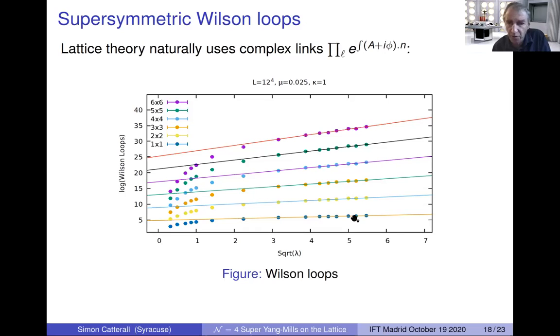Of course, you might worry about the fact that these Wilson loops are not all on top of each other, right? If this was really a conformal field theory, then these Wilson loops should actually be independent of loop size. So clearly that's not the case. We have some linear scaling with the loop size.